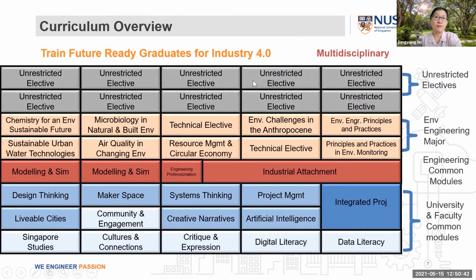And on top of that, we have another 10 modules, which are so-called unrestricted elective modules. These 10 unrestricted elective modules prepare our students to train themselves to be multidisciplinary, because this gives you many opportunities. You can pair your major with another major. You can pair your major with a minor. You can pair your major with a specialization. So there are many pathways for you to decide by yourself what direction you want to move in, eventually making you more adaptable to the ever-changing employment market.